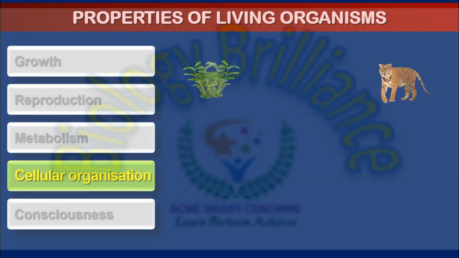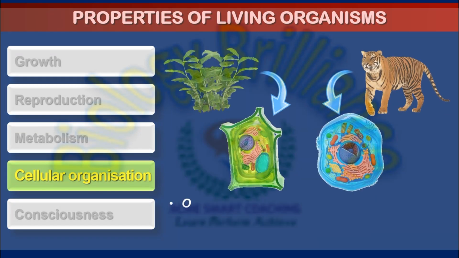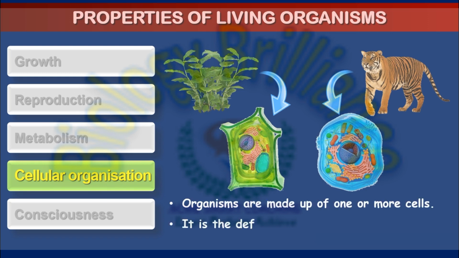Now the next property is cellular organization. Organisms are made up of one or more cells. It is the defining feature of living organisms.